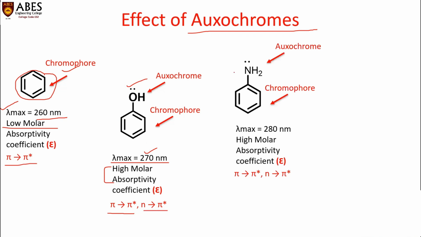Here, the lambda max is 280 nanometer with high molar absorptivity coefficient and undergoes pi to pi star transition with additional non-bonding to pi star transition. So the conclusion is that chromophore is the part of the molecule which is responsible for the absorption of UV radiation, and auxochromes are responsible for the bathochromic shift, that means the red shift, of the chromophore.